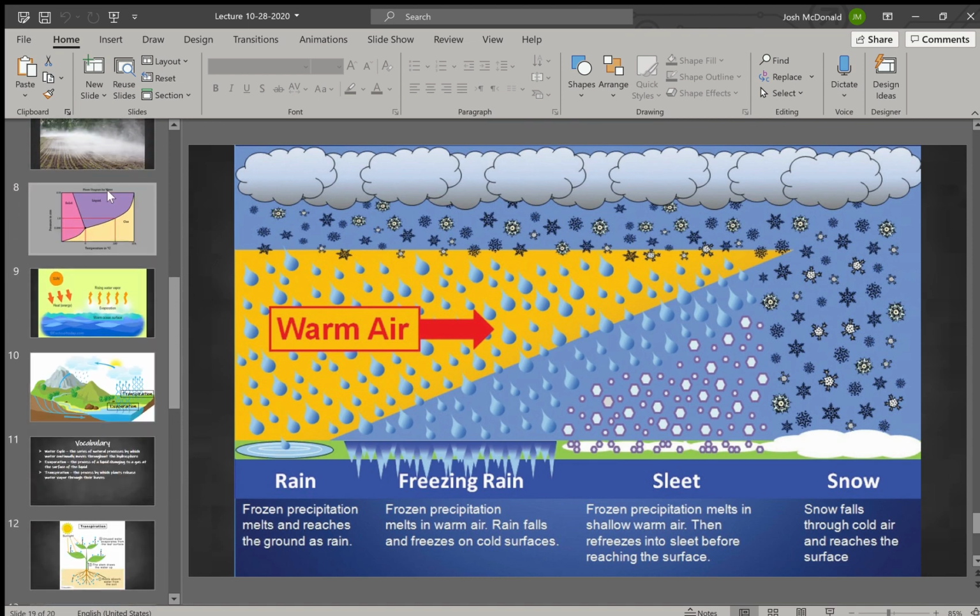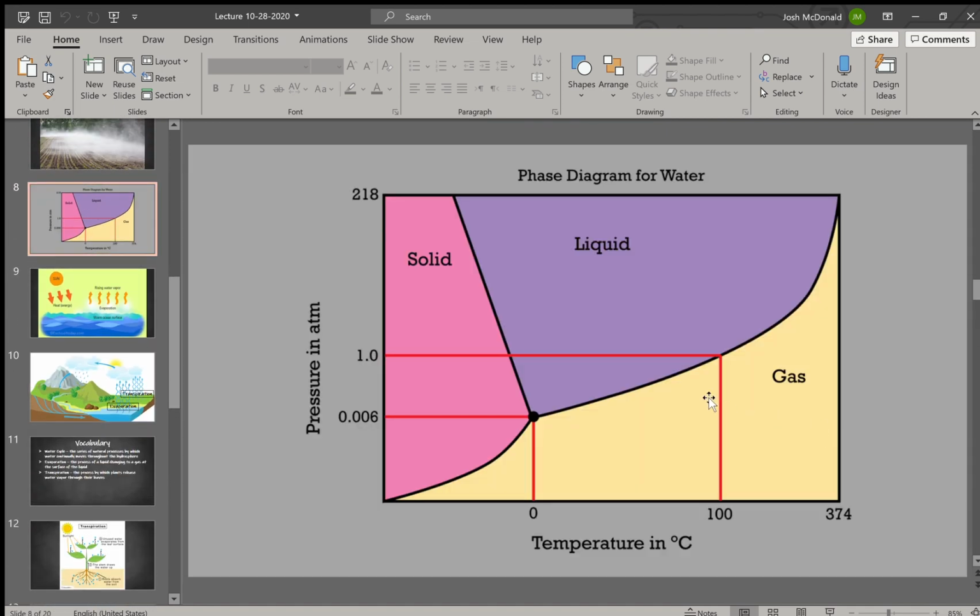So we've gone quite a bit of the way through. I want to just review this real quick. So condensation happens, if you remember, when this gas becomes a liquid. Now sometimes what can happen is this gas can go directly from a gas to a solid. That is called deposition. So the reverse, when it goes from a solid to a gas, is called sublimation.